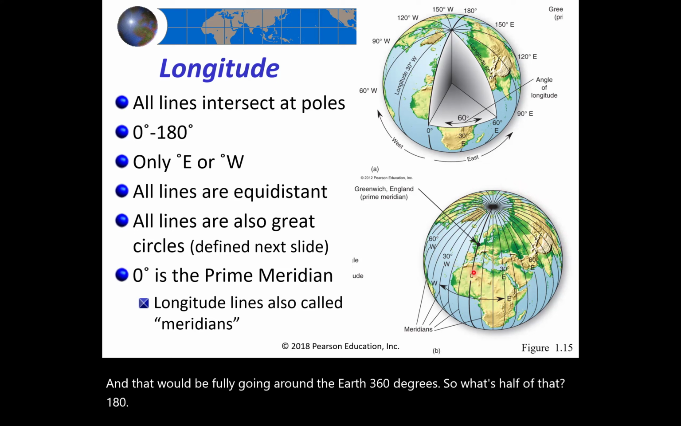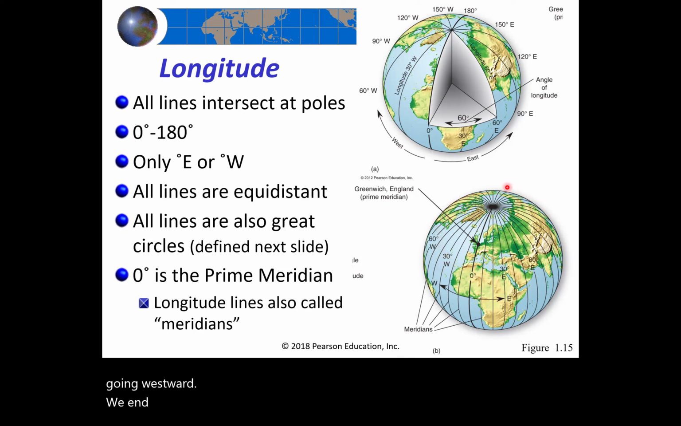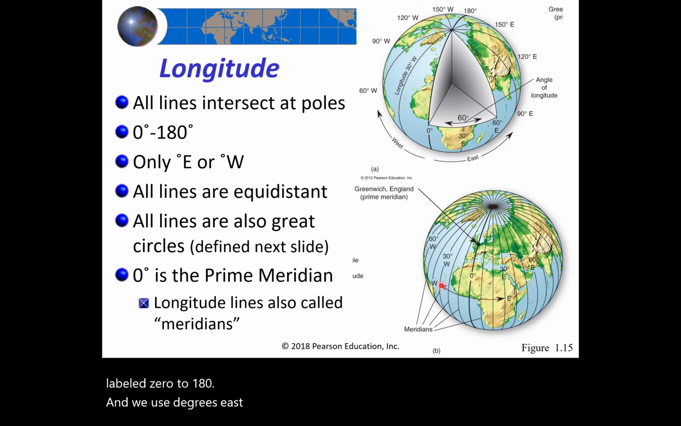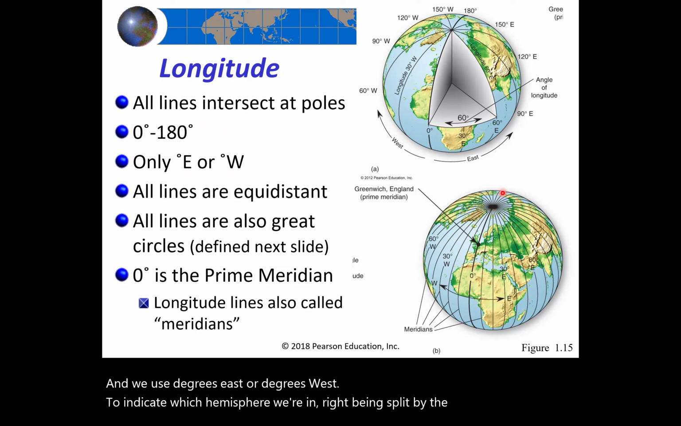And so heading around to the other side of the Earth, going eastward or going westward, we end up at 180, all the way on the other side. So that's why longitude lines are all labeled 0 to 180, and we use degrees east or degrees west to indicate which hemisphere we're in, right? Being split by the 0 degree and 180 line.